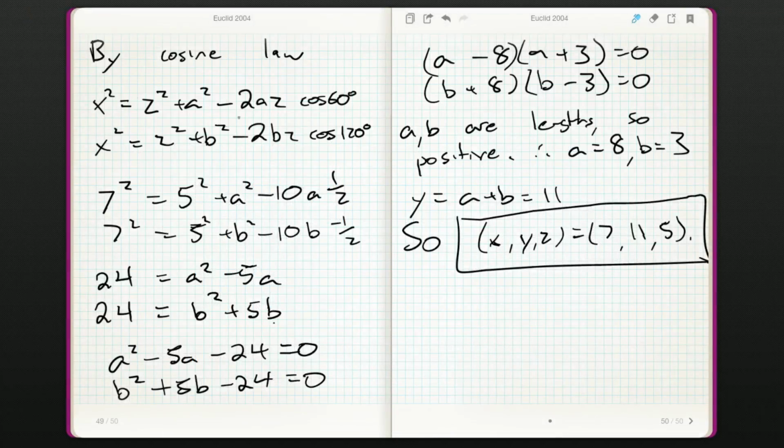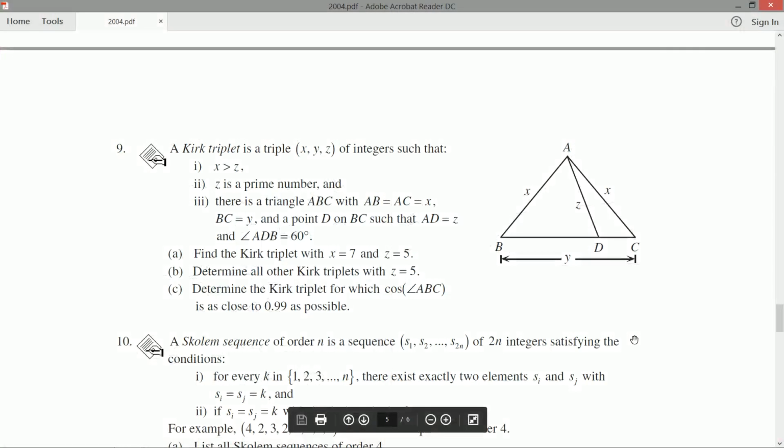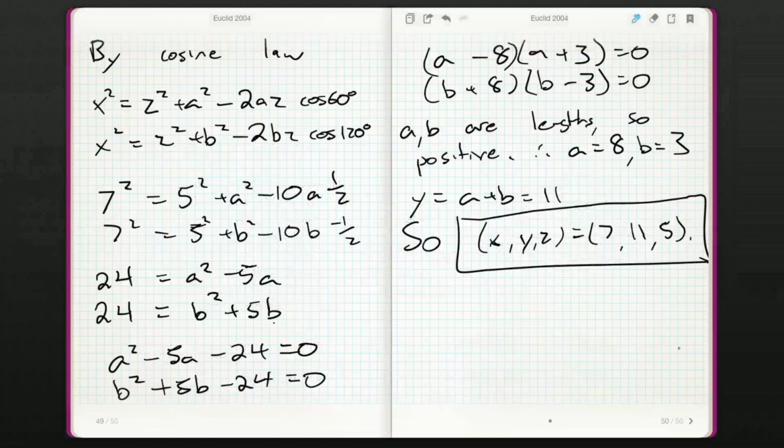This is actually quite general. I didn't plug in my x's and my z's. That was sort of on accident. Anyway, maybe some of this will be useful. B, determine all other Kirk triplets with z equals 5. Okay. So I think we're really just doing the same thing over again, but x isn't 7.